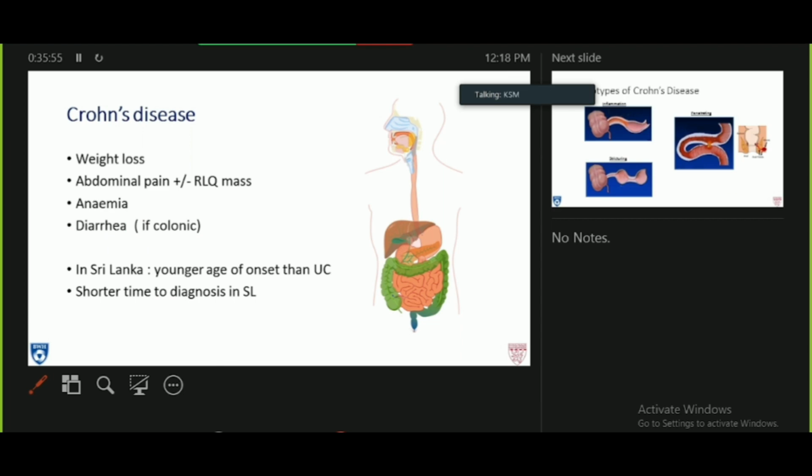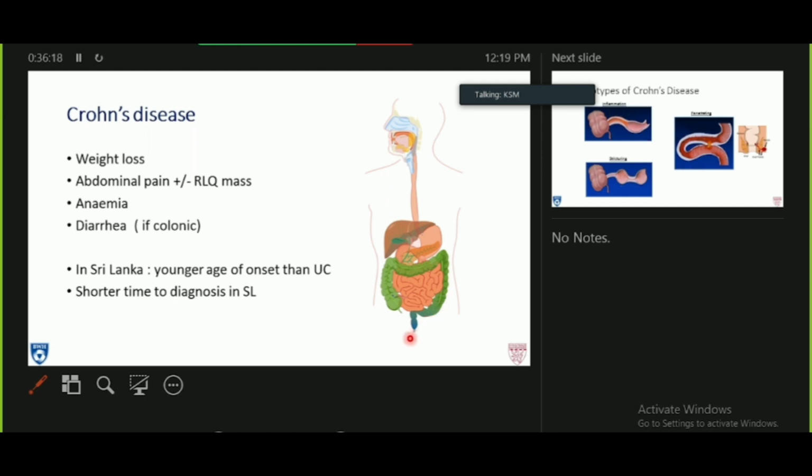Now, moving on to Crohn's disease. Unlike ulcerative colitis, which is just limited to the colon, Crohn's disease can affect you anywhere from the mouth all the way down to the anus. This is a really severe disease phenotype. Patients often present with weight loss or abdominal pain, particularly if the small intestine is involved. They can be anemic. If they have more colonic disease, then they're more likely to have diarrhea.